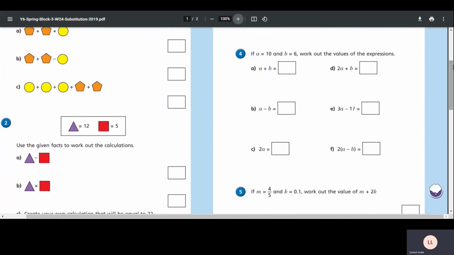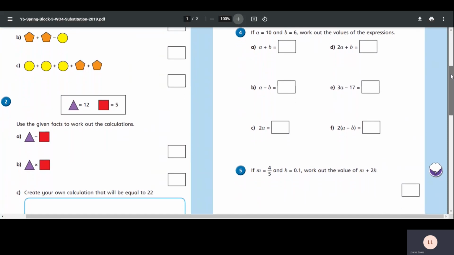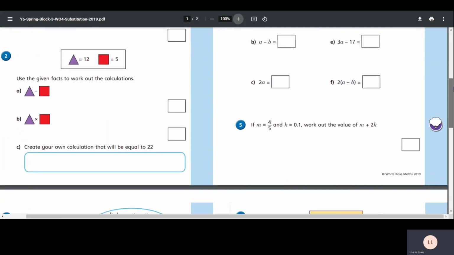This one here, they've given you what A equals and what B equals, and you've just got to work them out. Again, you've got brackets for F down there.